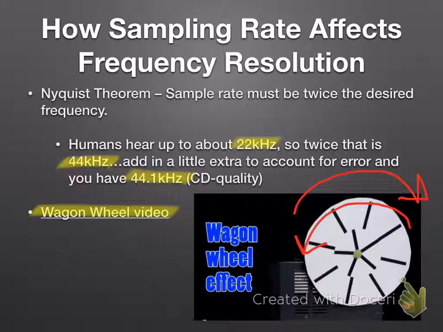So if things are sampled faster, then we wouldn't have that error. But if things are sampled a little slower, then we would get that kind of illusion of weird sound waves. So that's something just to be cognizant of.